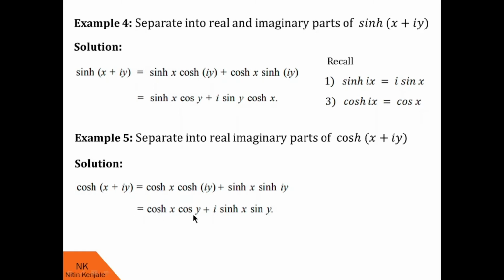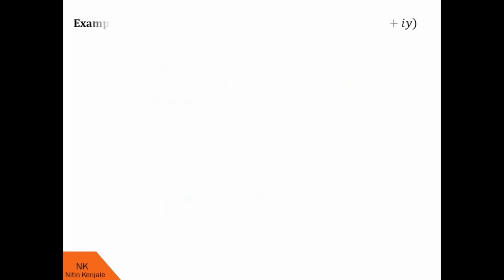Clearly, cos hx into cos y is the real part of cos h of x plus iy, and sin hx into sin y is the imaginary part of cos h of x plus iy. I hope you understood this example number 5. Let us proceed to the next example.